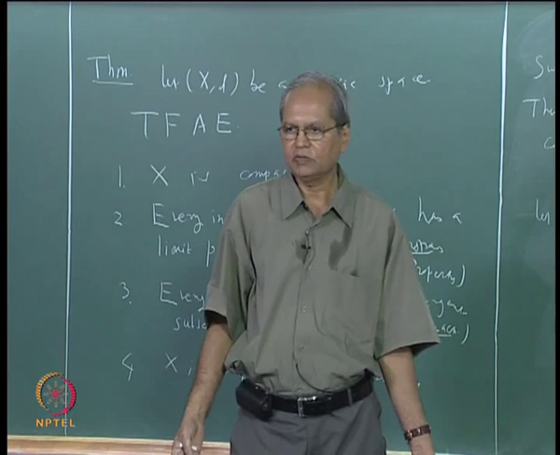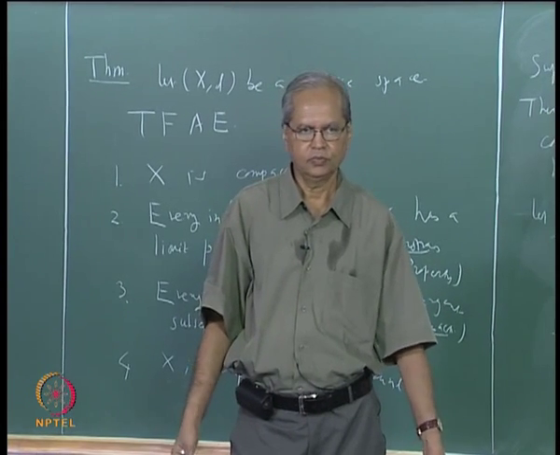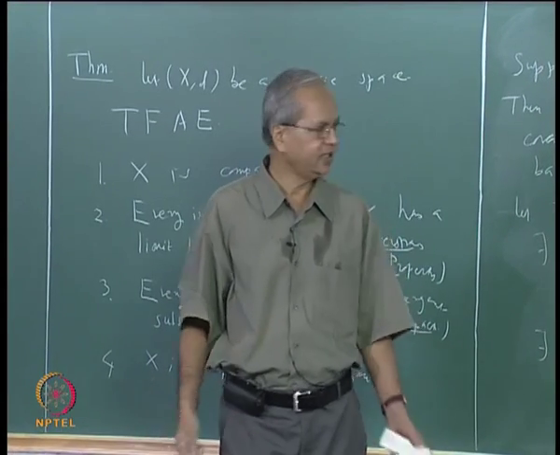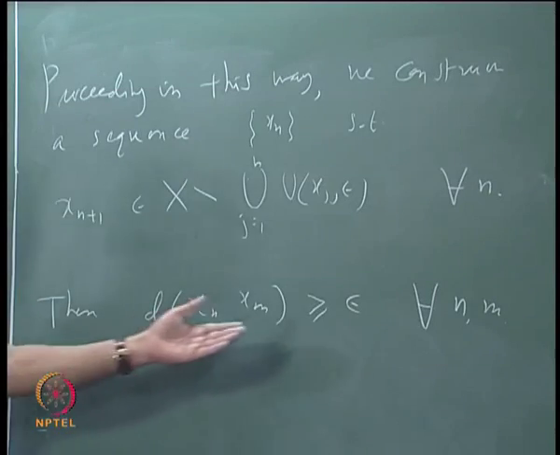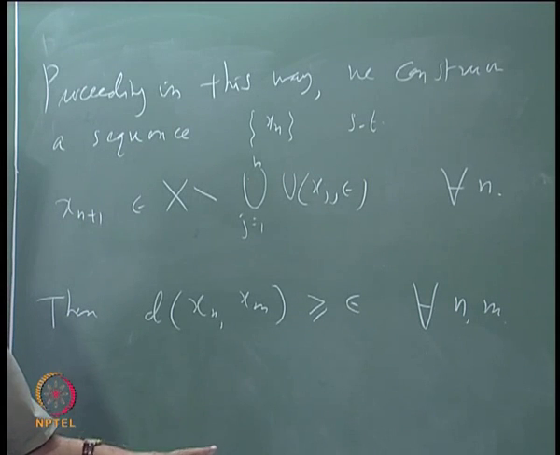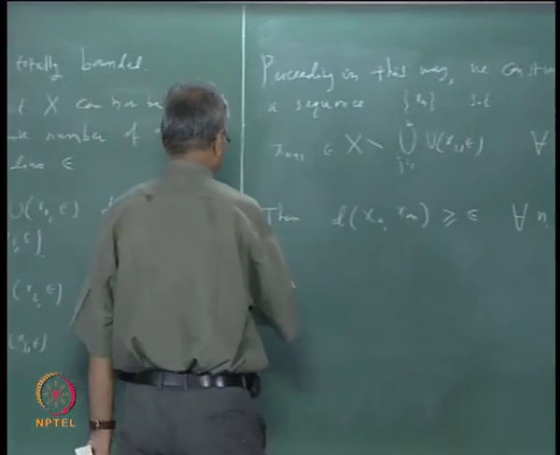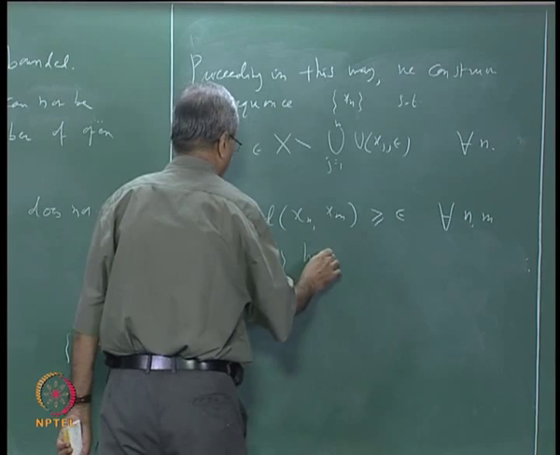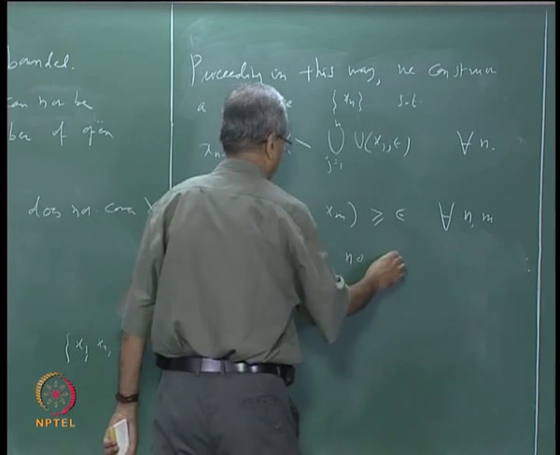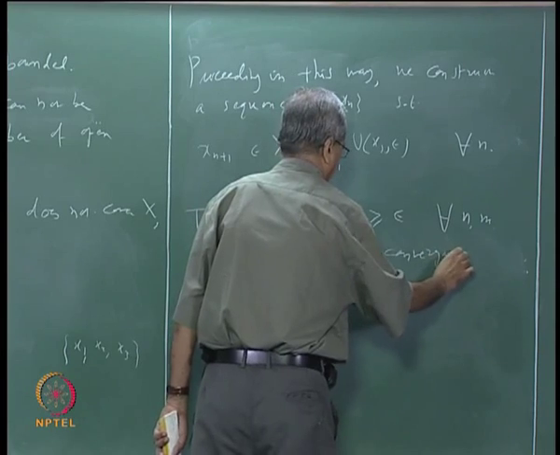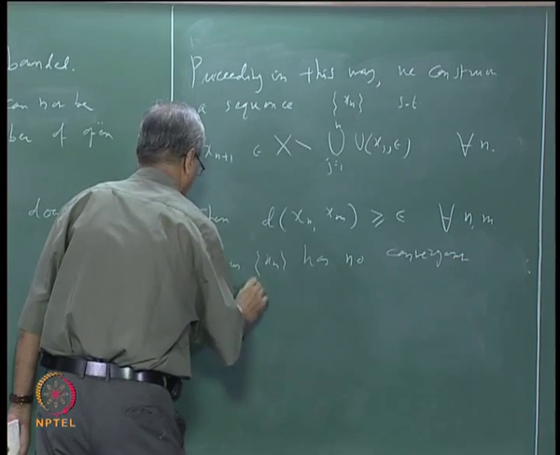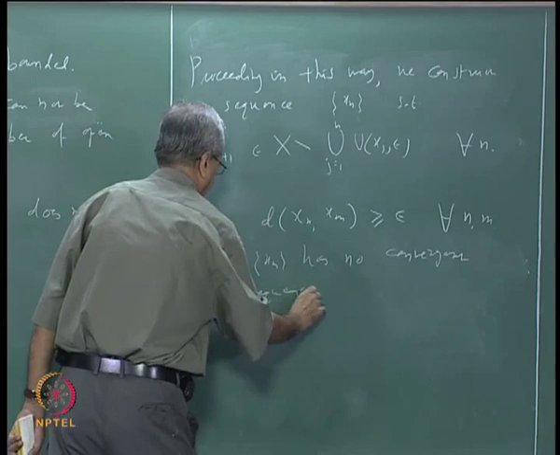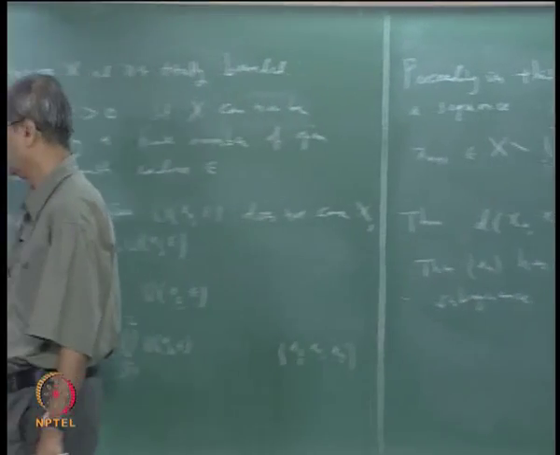Now, can such a sequence have a convergent subsequence? Obviously not, because if you take some epsilon, for example epsilon by 2, then there will exist no n0 beyond which all elements of that sequence are contained in a ball of that radius. So such a sequence will not have any convergent subsequence. Thus x_n has no convergent subsequence, and that contradicts sequential compactness.